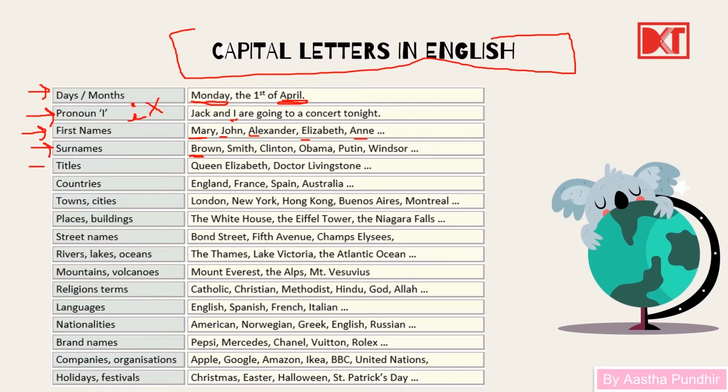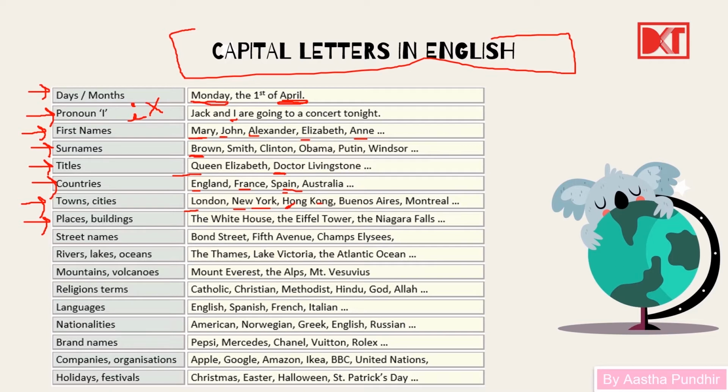Similarly, when we are talking about any titles like Queen, Doctor, any other profession, Professor, Prince, King, the first letter is capital. Then countries, the first letter is capital: India, Australia, Spain, any country. Towns and cities like London, L capital, New York, N and Y capital, Hong Kong, H and K capital, and so on.